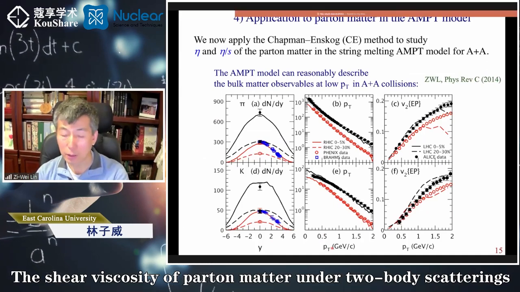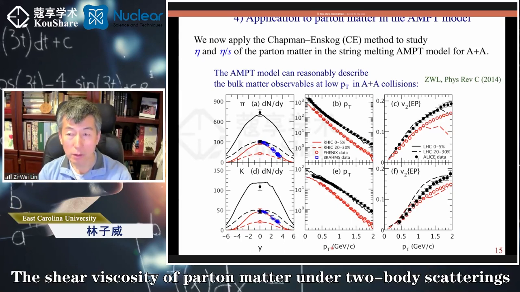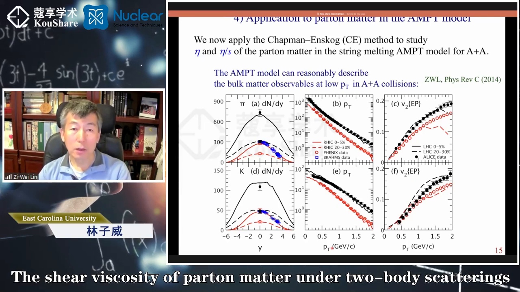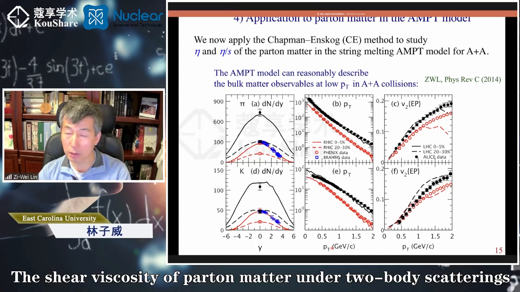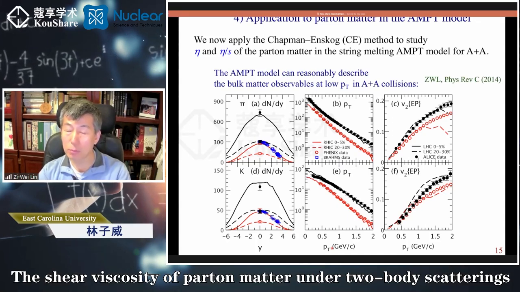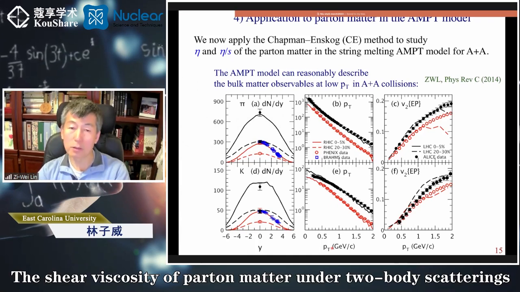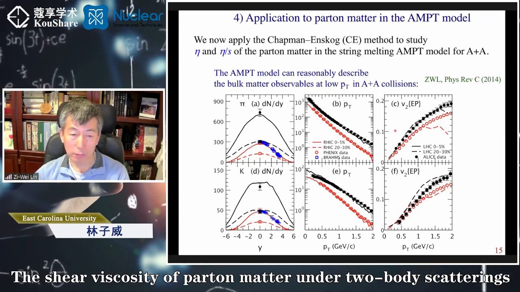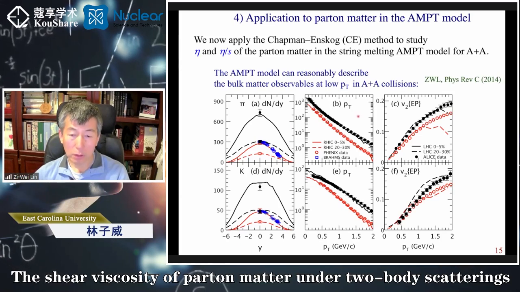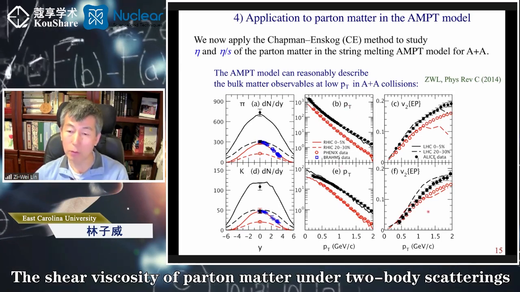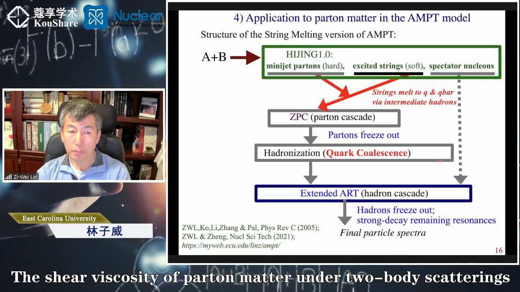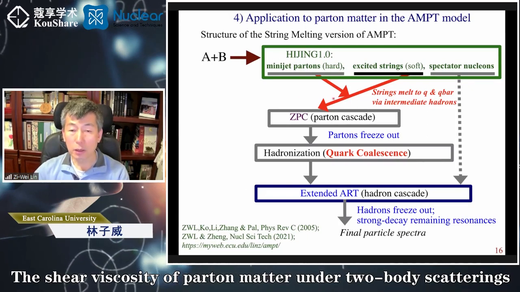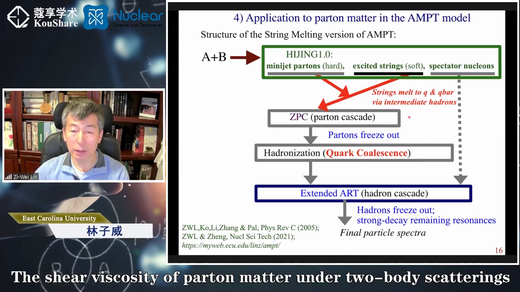Okay, so now hopefully we have established that the CE method is the correct, accurate method for calculating eta for parton scatterings. So let me apply the method to study the parton matter eta or eta over s in the string melting AMPT model for AA collisions. As we know, the AMPT model can reasonably describe the bulk matter, for example, the dN/dy of particles, the pT spectrum, and also the flow, like elliptic flow. And the structure of the string melting AMPT model is the following. But basically, the key effect is generated by the parton cascade.